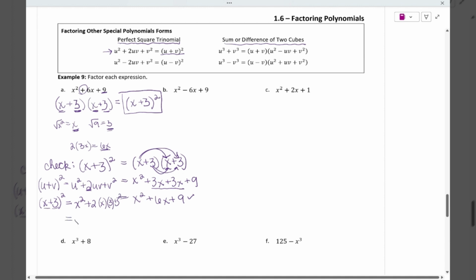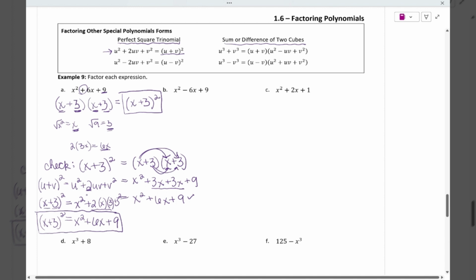So again, knowing that formula could help you multiply this out. So again, it's the first term squared, x squared. Then you multiply the two terms and double them. So that's going to give you 6x, which is what that simplifies to. 2 times x times 3, 6x. And then you take the second term squared, which is 9. Okay. So these are just properties to recognize special types of polynomials.